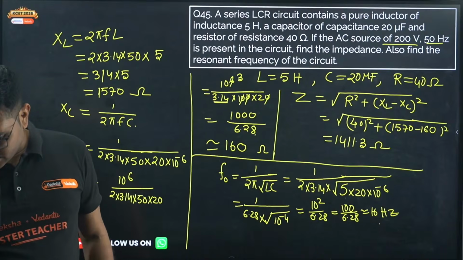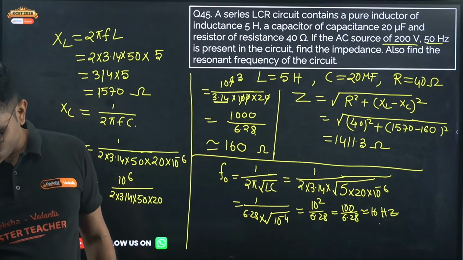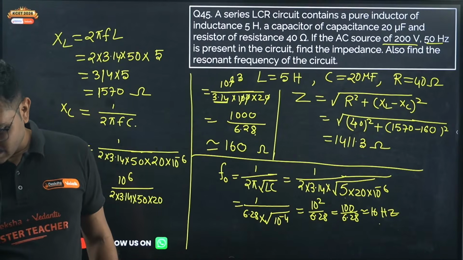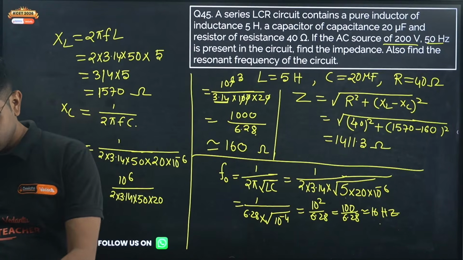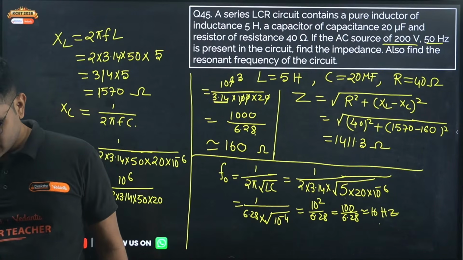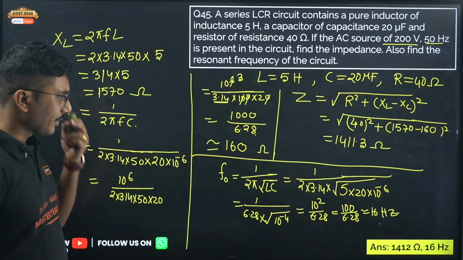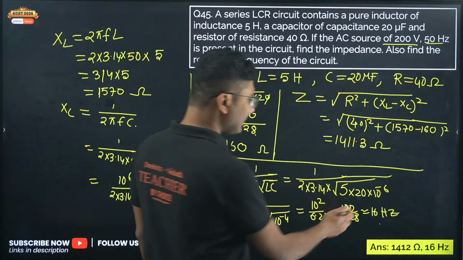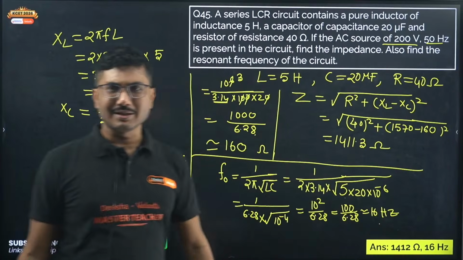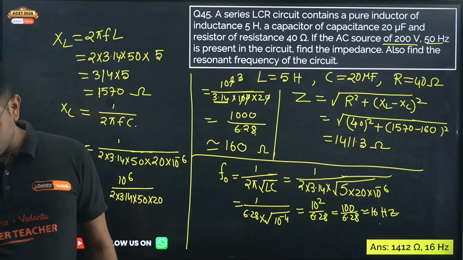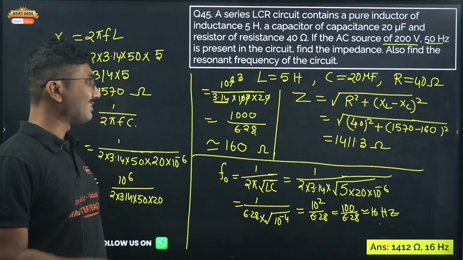Should we mention the name of the terms also in numerical? Neeraj, 15.8, almost okay. Okay, 16 hertz, 15.8, approximately 16 hertz. Terms, no, not necessarily required.